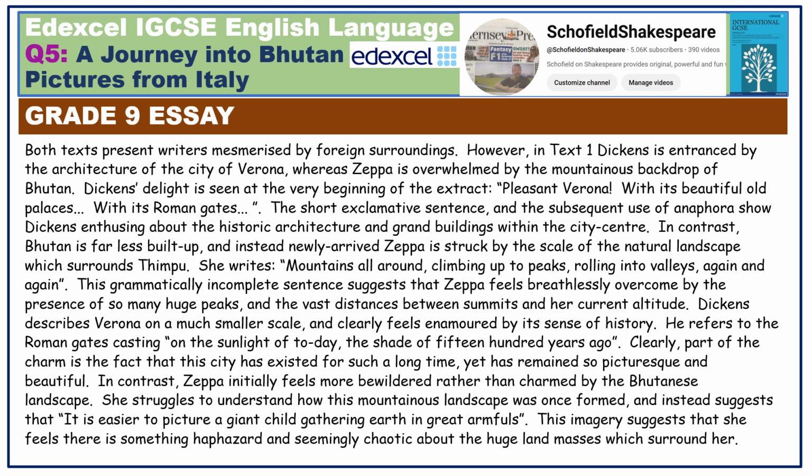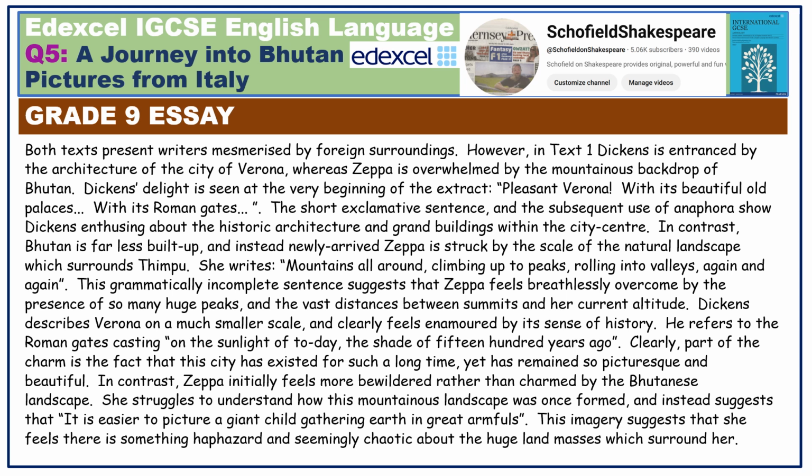Both texts present writers mesmerised by foreign surroundings. However, in text 1, Dickens is entranced by the architecture of the city of Verona, whereas Zeppa is overwhelmed by the mountainous backdrop of Bhutan. Dickens's delight is seen at the very beginning of the extract. "Pleasant Verona, with its beautiful old palaces, with its Roman gates."